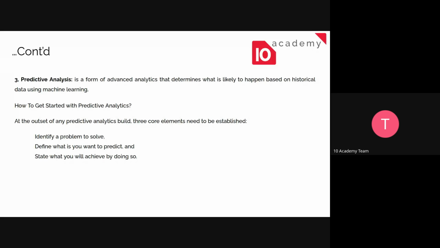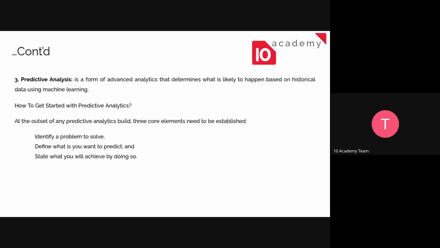So if there is future data that we're going to accept, or a new customer that is going to enter our insurance company, then we have a reason to see, oh, this person is more likely a fraud, or this person is not going to be a good input to our company. So at the outset of any predictive analytics build, there are three core elements that need to be established. The first one is identifying the problem to solve, then defining what you specifically want to predict, and then stating what you will achieve by doing so.